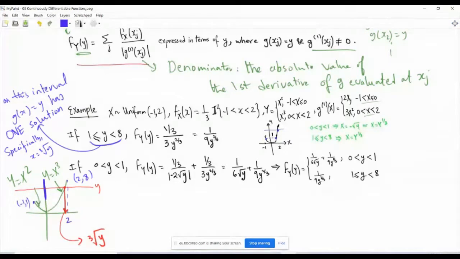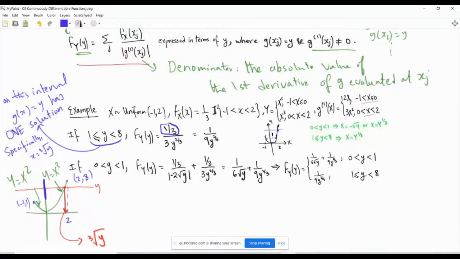you need to go to the PDF of x, and basically evaluate this PDF at xj, which here will be the cubic root of y. Well, it's flat over this range of x, which corresponds to the range of y from 1 to 8. The PDF is flat and is equal to 1 over 3. And then, so that's the numerator, as I said above.